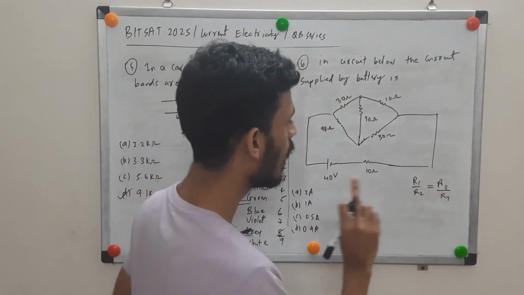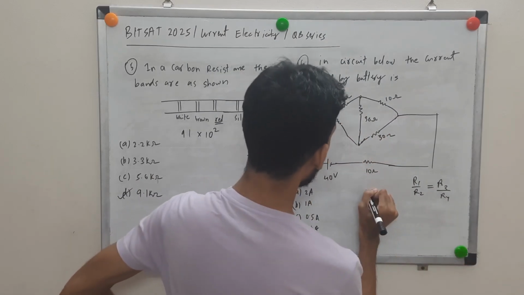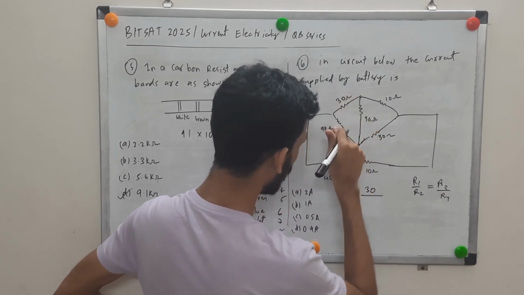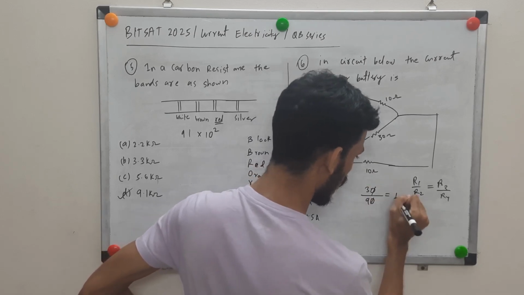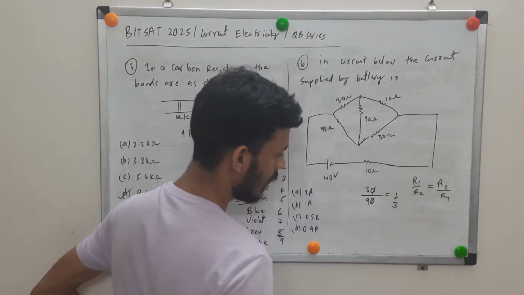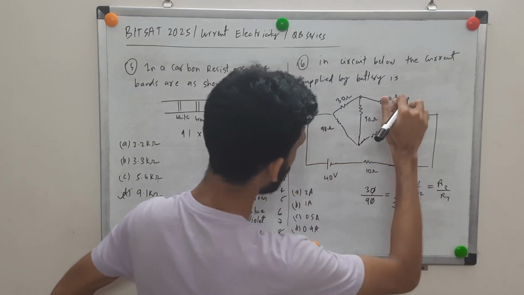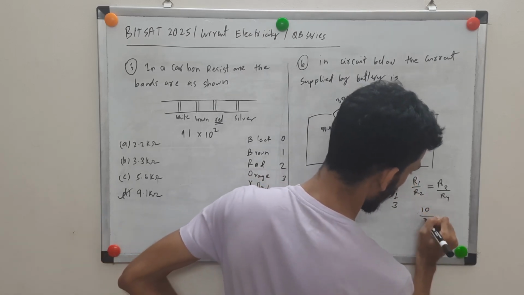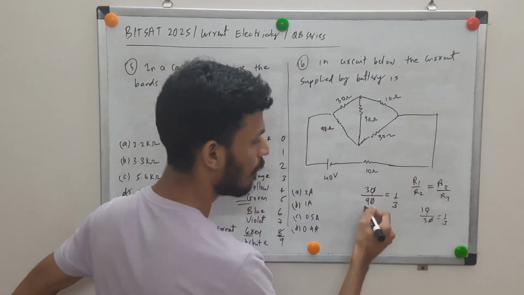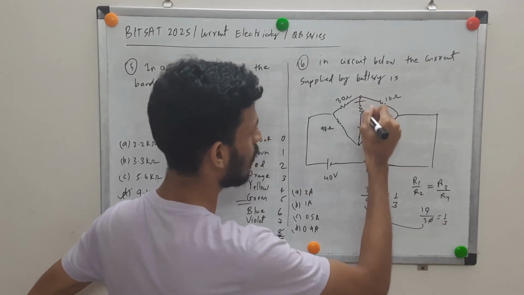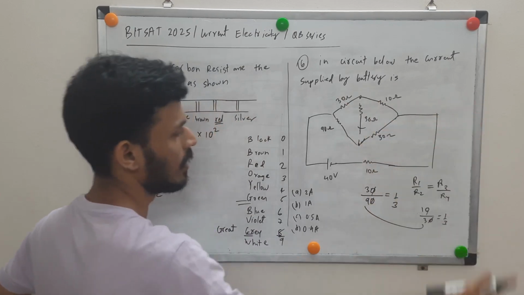So let us check if it is balanced. If it's not, the process might get complicated. So R1 is 30 by R2 is 90. So this cancels, 3 ones are 3, 3 threes are 9, right? So this is 1 by 3. Then R3 by R4, again if you see, it is 1/3, right? So R1 by R2 and R3 by R4 are equal. So this is a balanced Wheatstone network. You can just forget about this resistor. Since no current is flowing through it, we'll just forget about it.